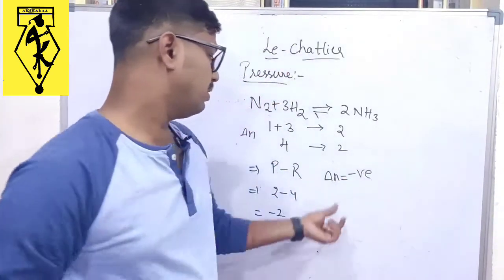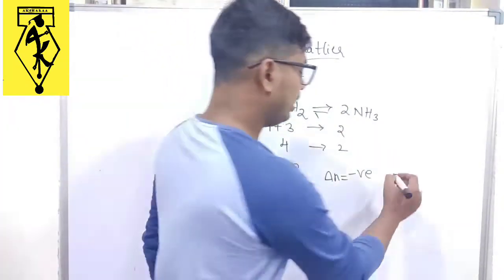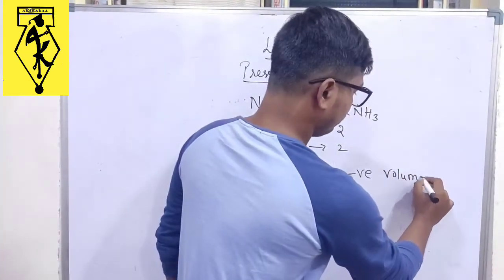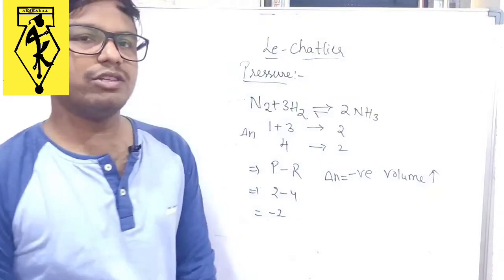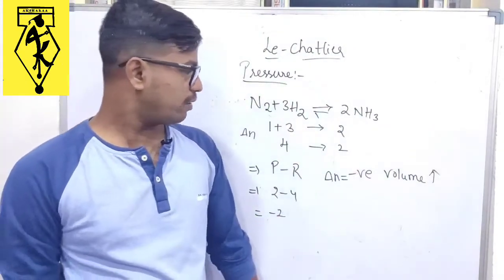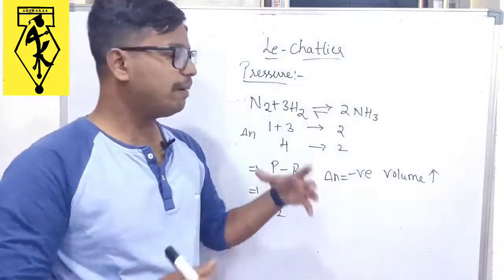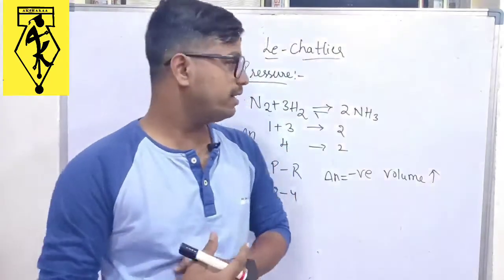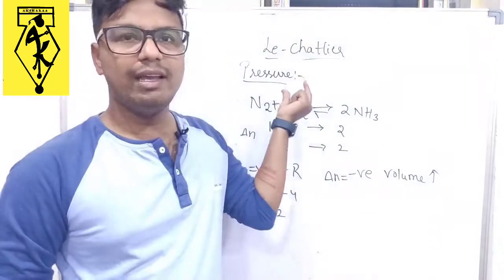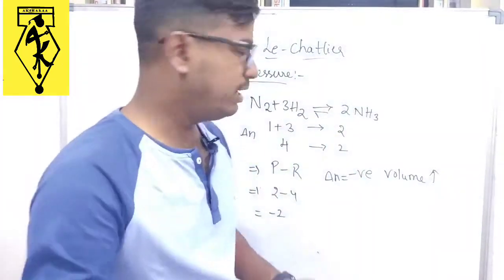We have discussed what happens if delta N is negative and volume is increasing. It goes towards the backward reaction, right? So let's not conclude that yet. We will see what is happening if we increase the pressure. Now I will tell you one point. If you increase the pressure by keeping volume constant, I will erase this.